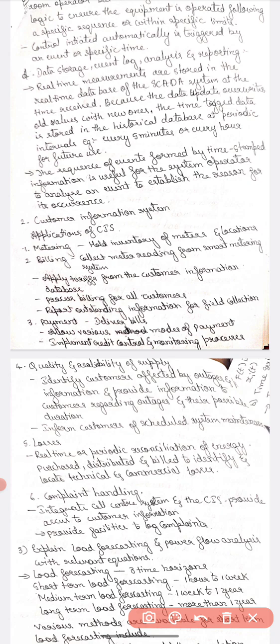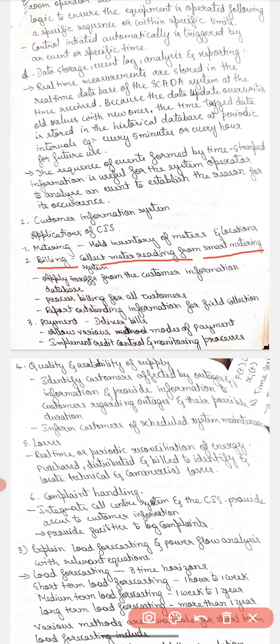Billing: collect meter reading from the smart meter system, apply tariff from the customer information database, process billing for all customers, report outstanding information for field collection. You might have listened to this: billing, collect meter reading from the smart meter. We need to collect how much meter reading has been done, how much meter reading is available from the smart metering system.